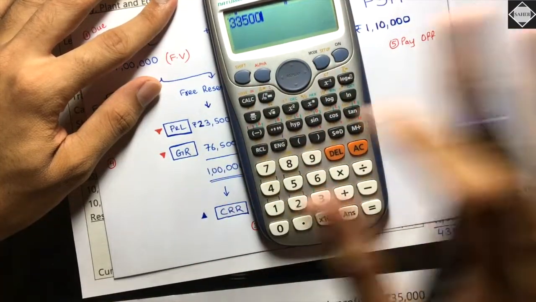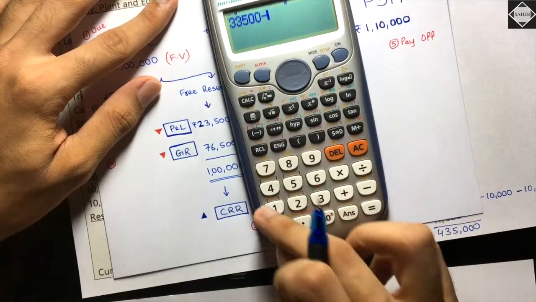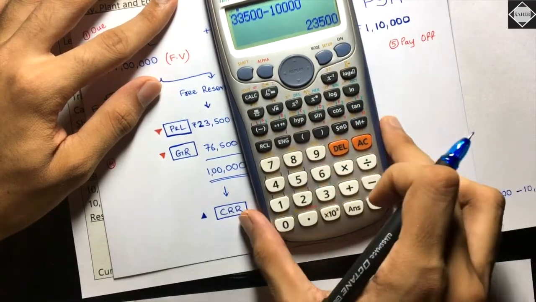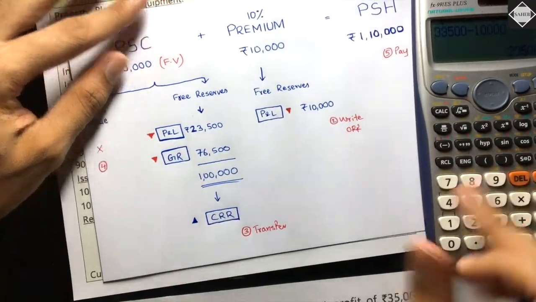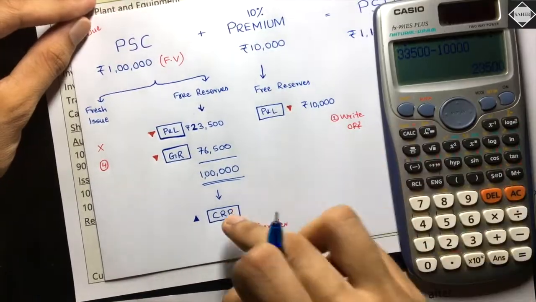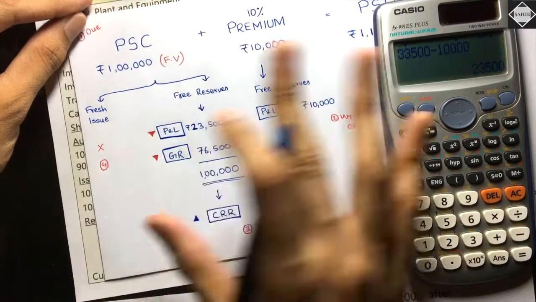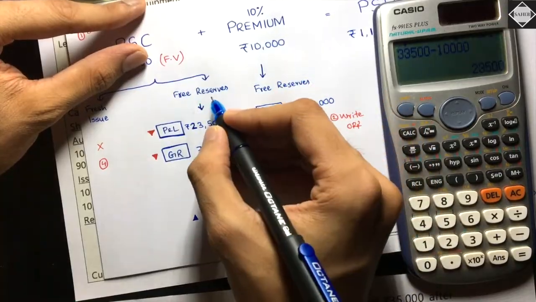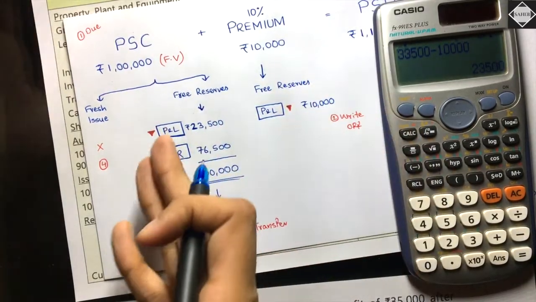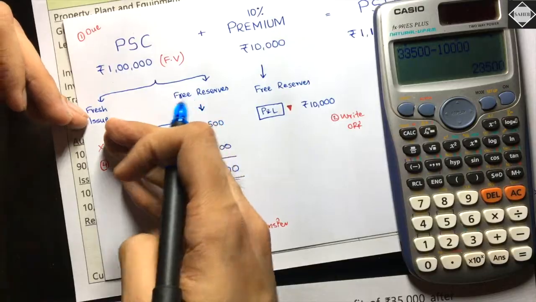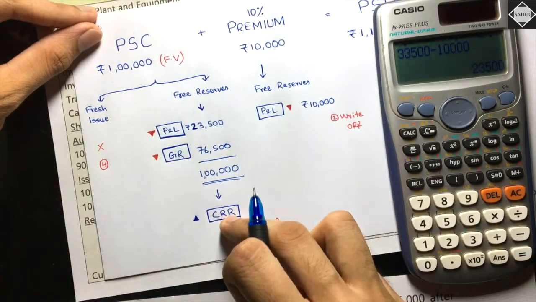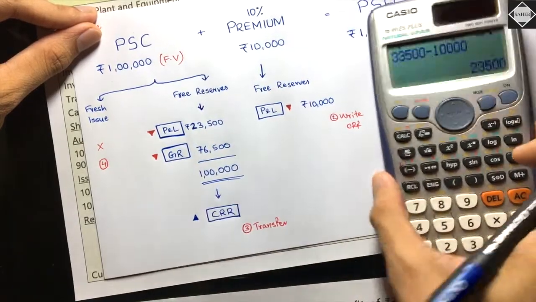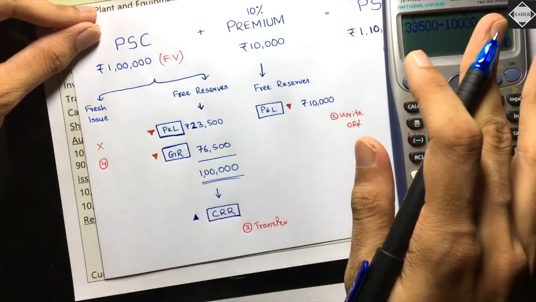33,500 we had after doing all that final account adjustment. We utilized 10,000 for premium on redemption. We are left with 23,500 in profit and loss. Now that 23,500 we can utilize to create CRR. Now the question is not saying anything about a fresh issue, so we will not do anything about a fresh issue. So we'll directly do it all from free reserves only. This is section 55. Face value can only replace face value, or what you can do is create CRR. All right. First, I utilize profit and loss 23,500 completely. Profit and loss finished.